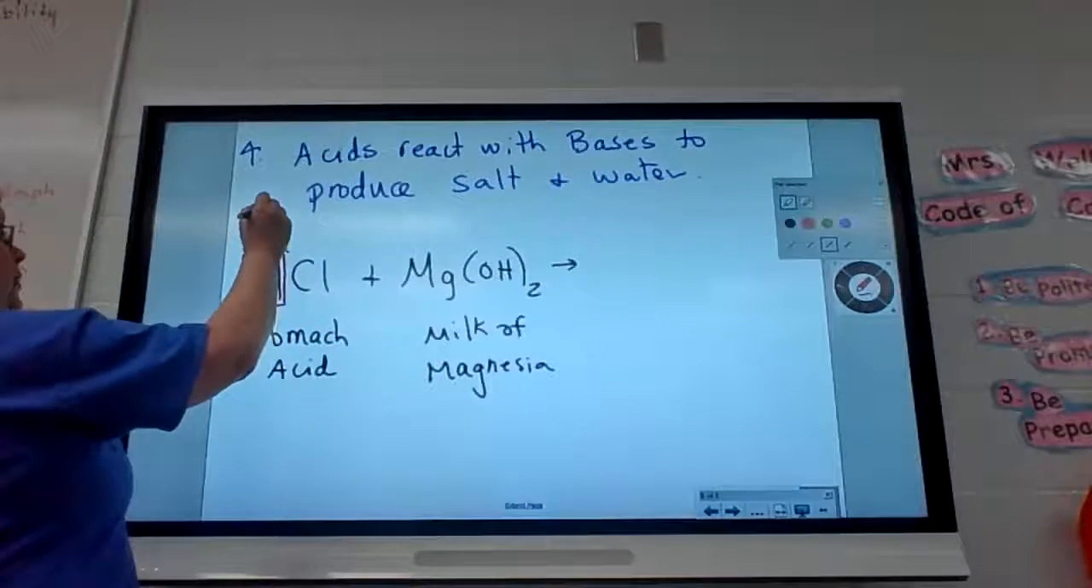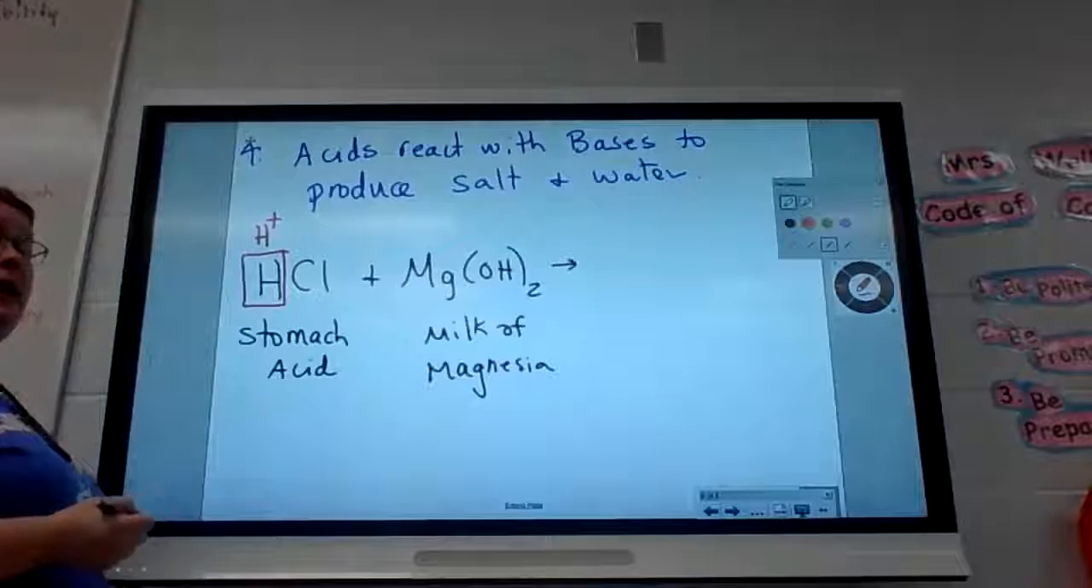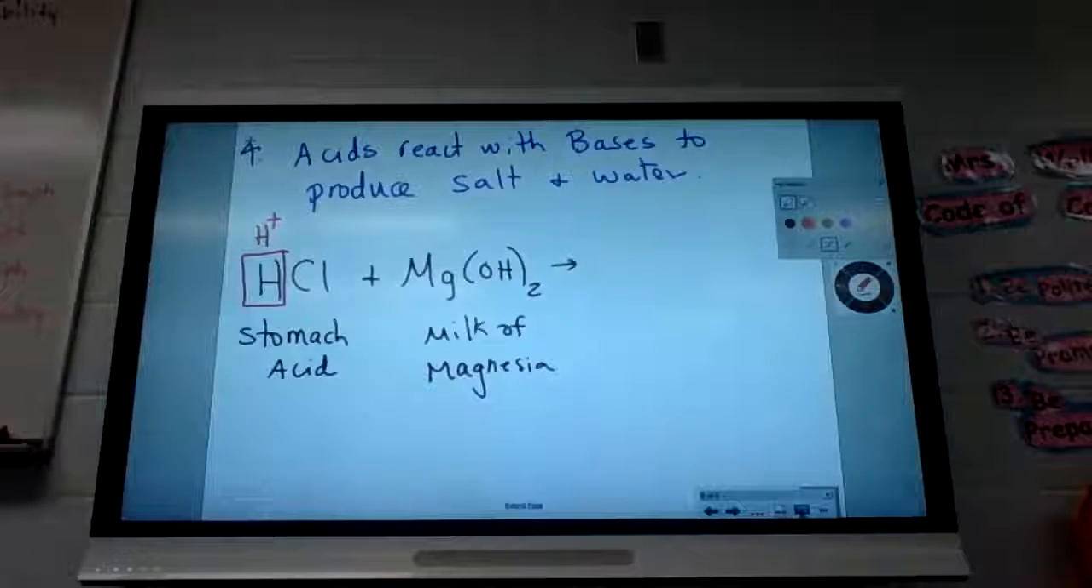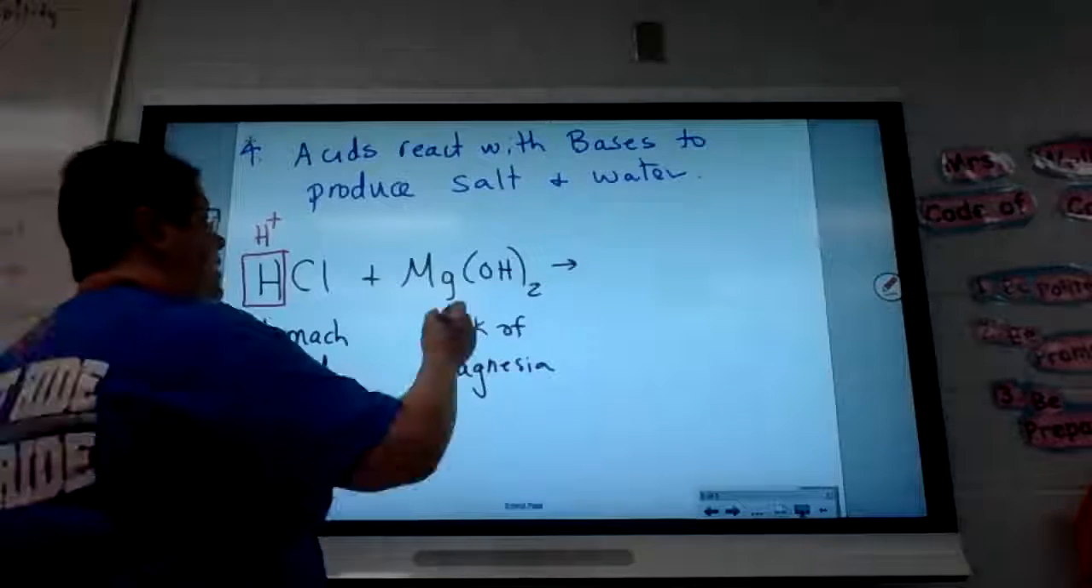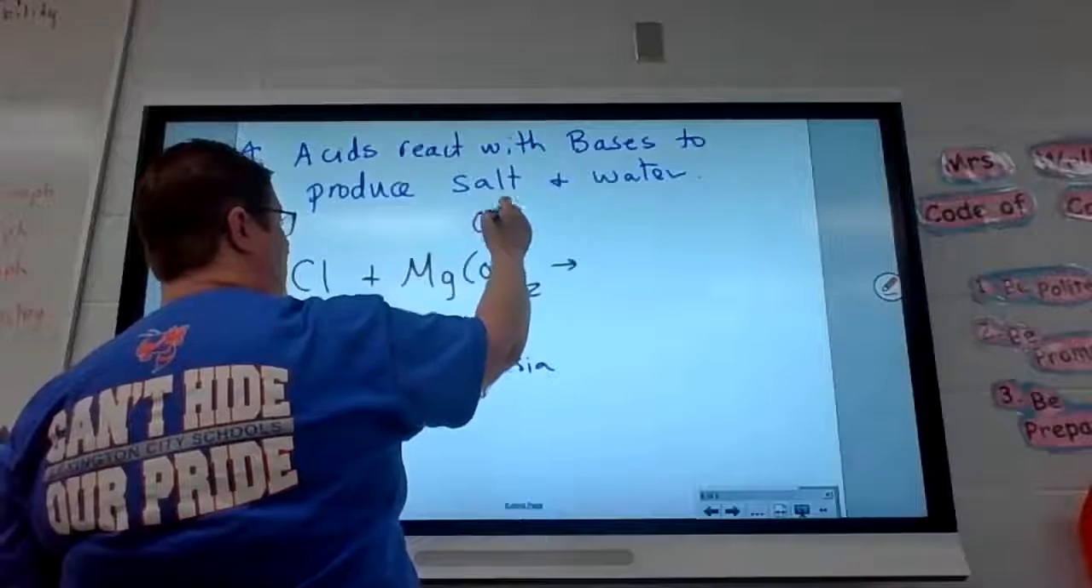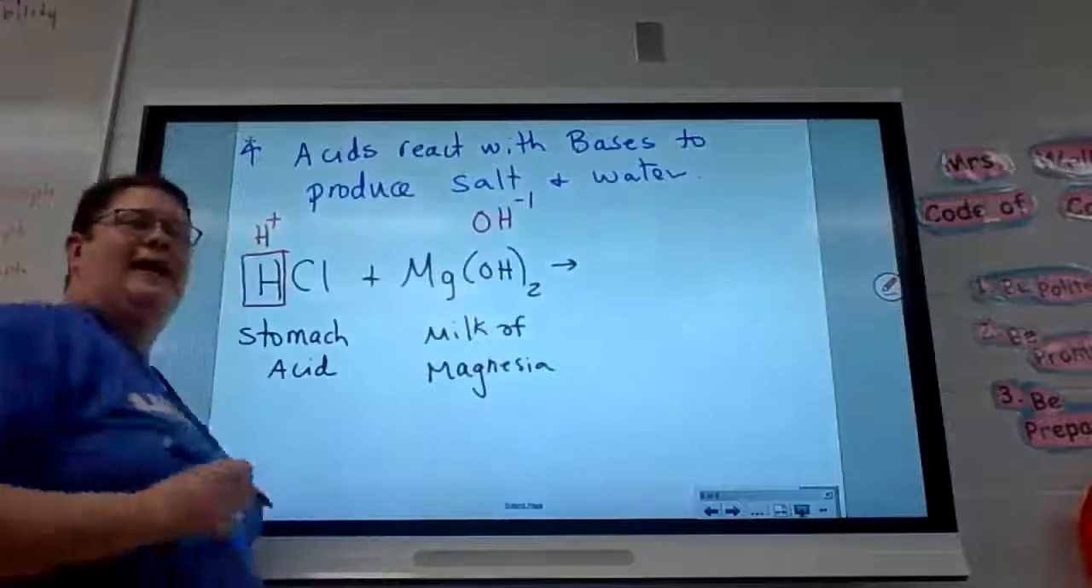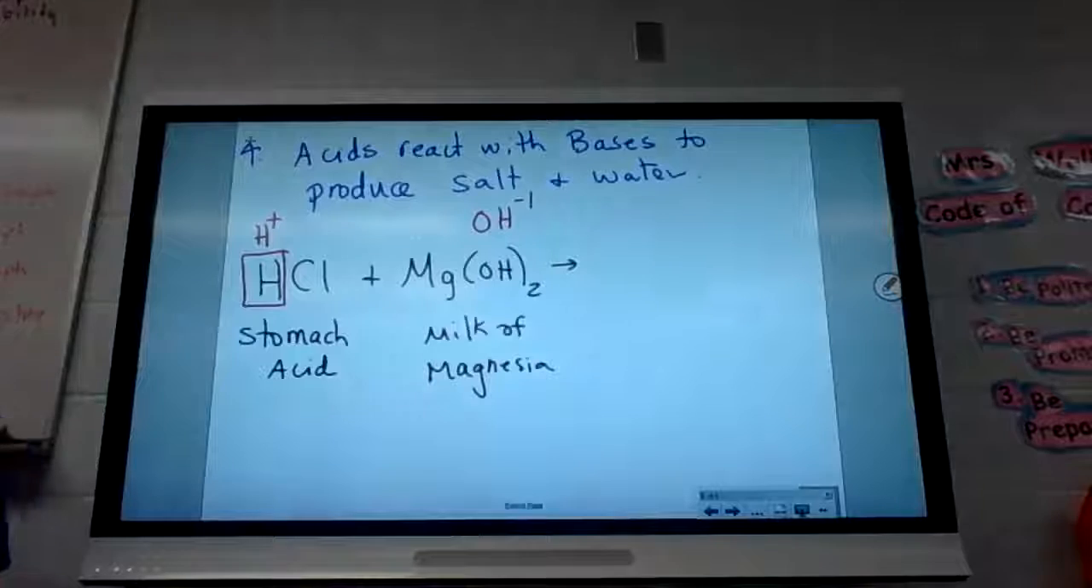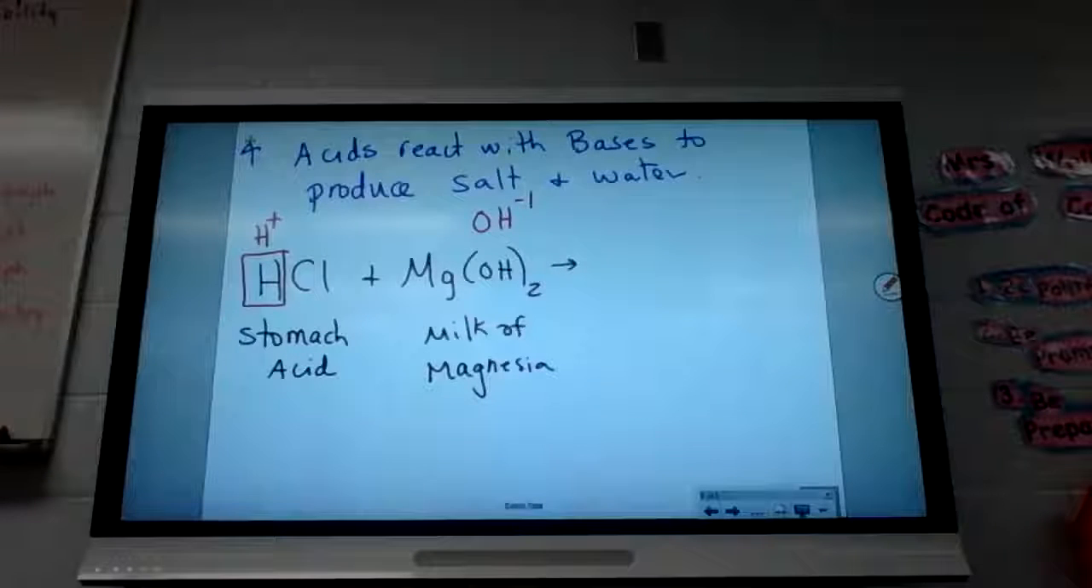Has to be hydrogen with a plus sign. If they give you an H with a negative sign, is it the right thing? No. Hydrogen starts at the beginning, so it has to be with a plus one. To be a base, it has to end in hydroxide, and it has to have a minus one. It cannot begin with an OH and a plus one, because OH is never at the beginning. It's always at the end, so it has to be minus one.